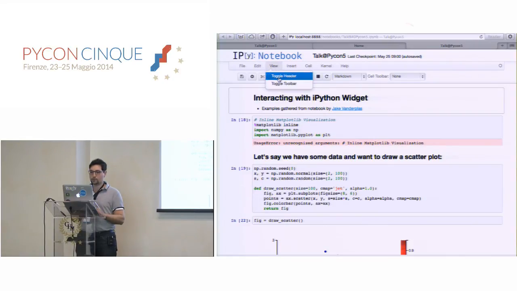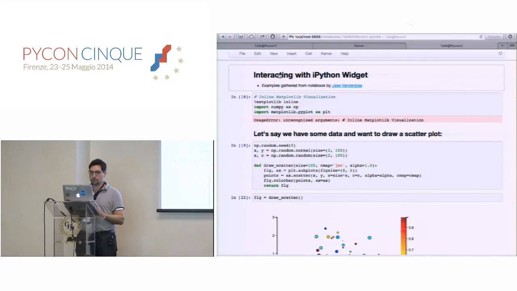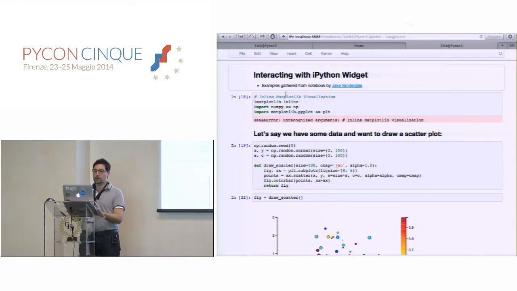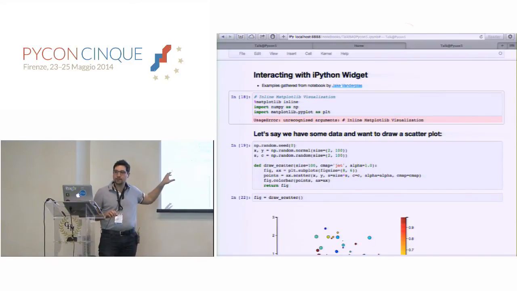Try to toggle the toolbar, toggle the other. Okay. Okay, first of all, let's see how Matplotlib can be interactive. The first example we're going to see is thanks to the iPython widget. Do you know the iPython notebook or how it works? Okay, I may go ahead. iPython notebook in simple words: the notebook is an iPython shell that runs in a browser.